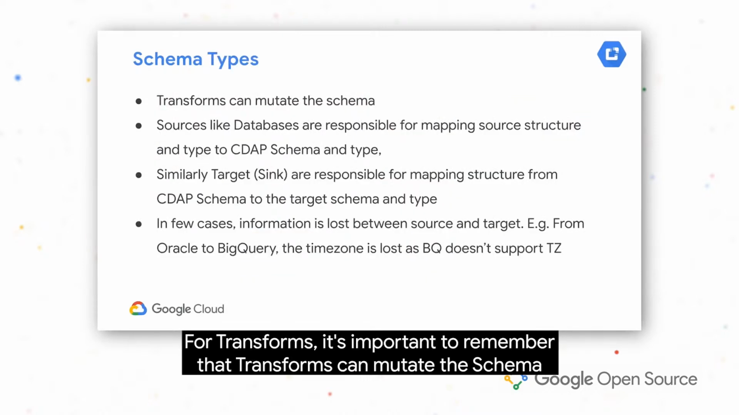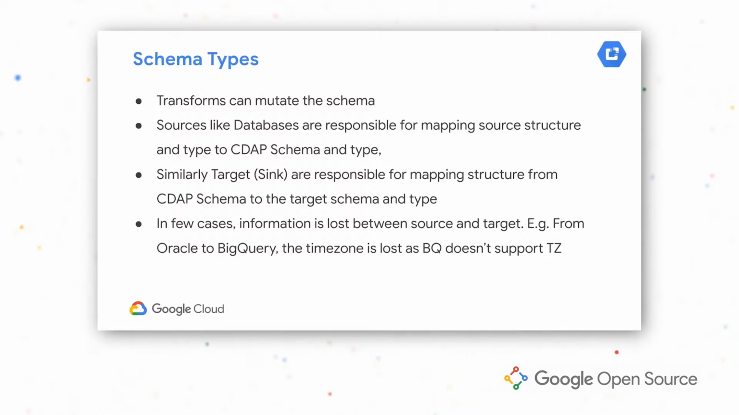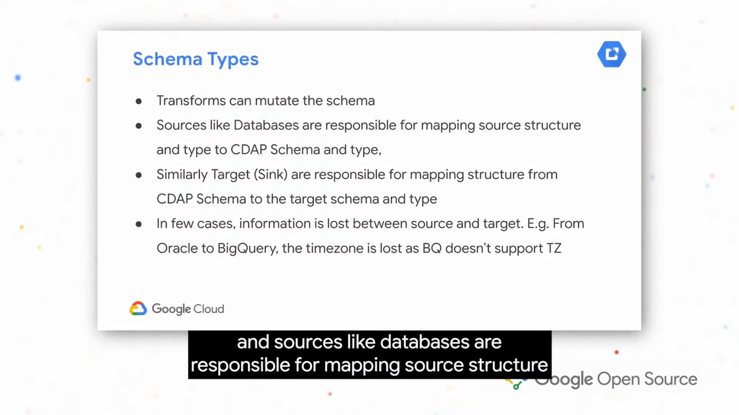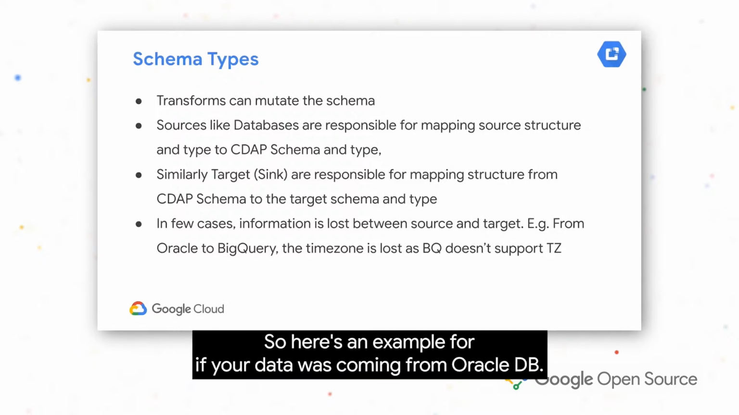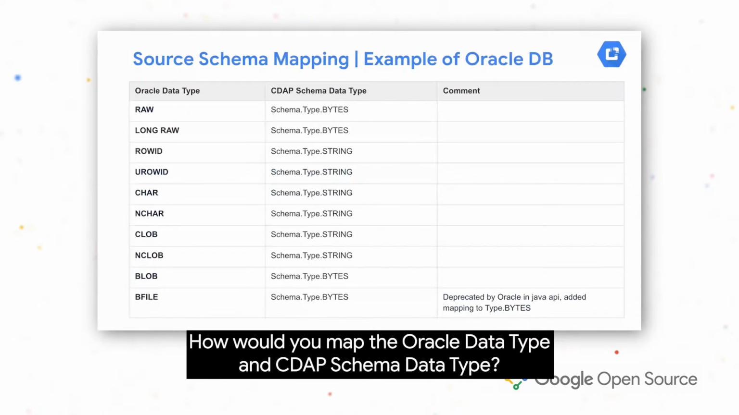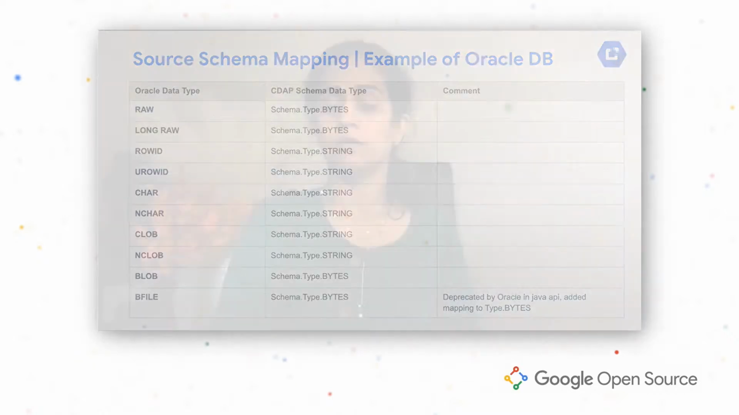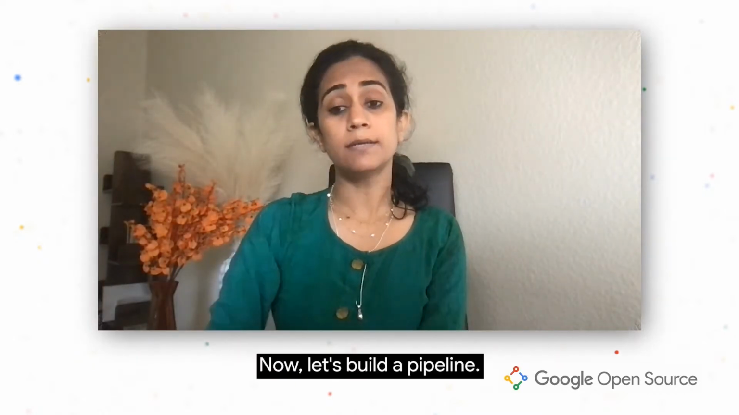It's important to remember that transforms can mutate the schema, and sources like databases are responsible for mapping source structure and type to CDAP schema type. So here's an example: if your data was coming from Oracle DB, how would you map the Oracle data type to the CDAP schema data type? Now let's build a pipeline.